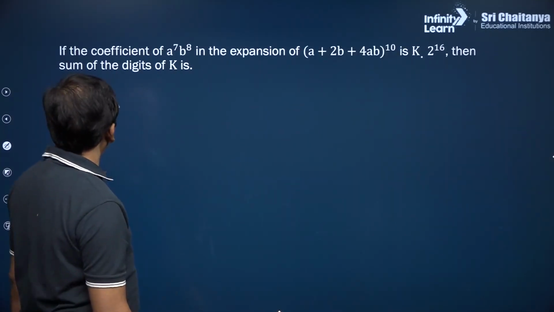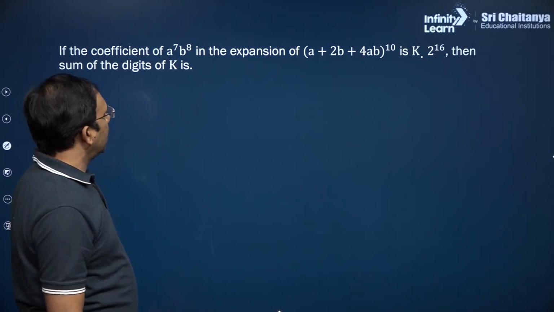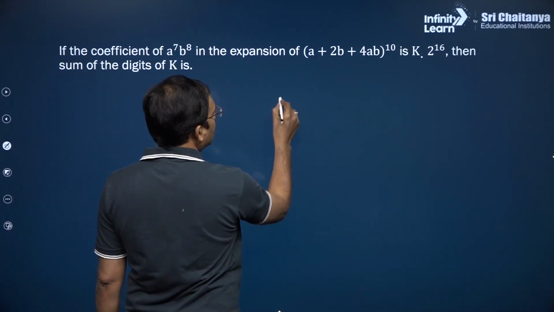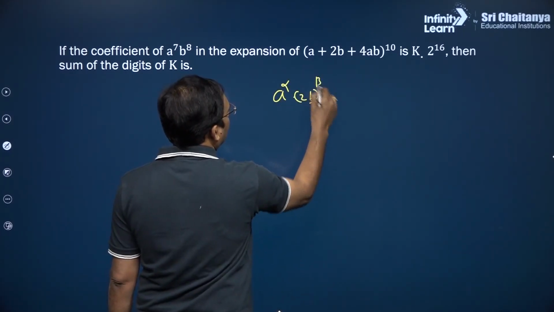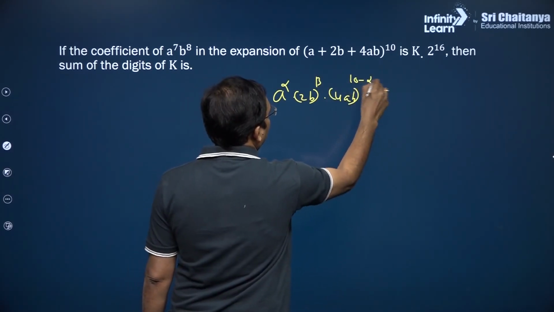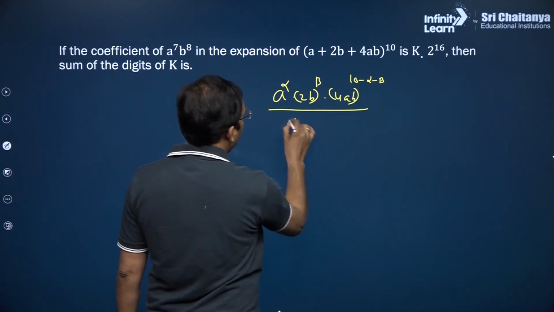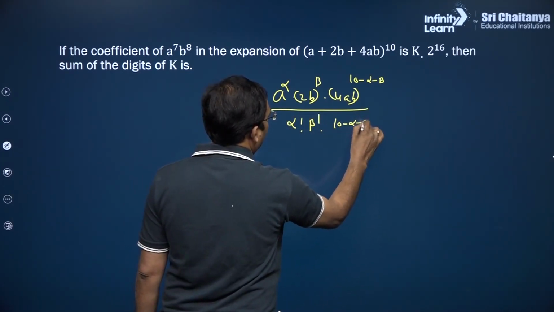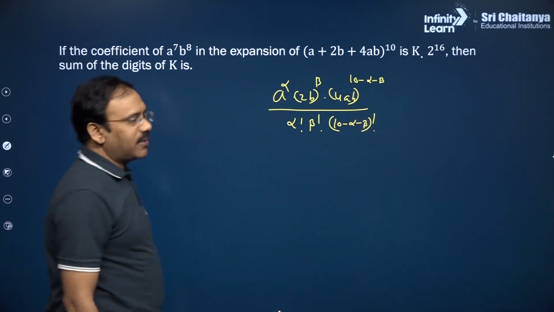Next, so the coefficient of a power 7 b power 8 in this expansion means at some point of view general term will be like this my dear friends, a power alpha into 2b power beta into 4ab power 10 minus alpha minus beta, sum will be 10, right, by alpha factorial, beta factorial, 10 minus alpha, or you can say gamma factorial. This is the general term my dear friends.